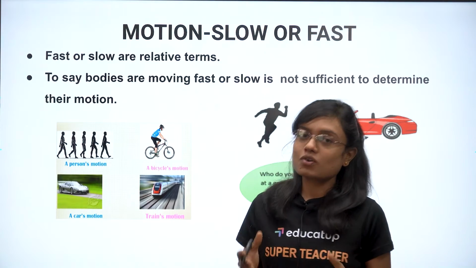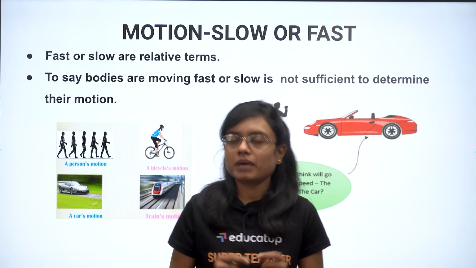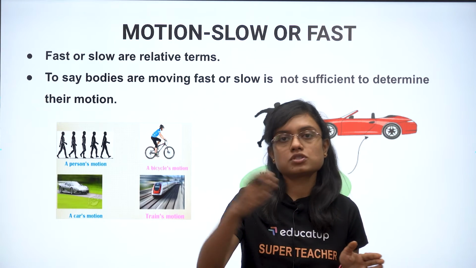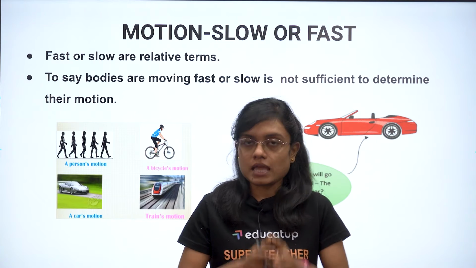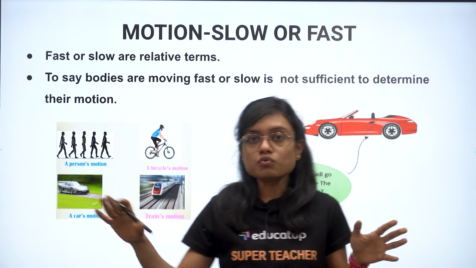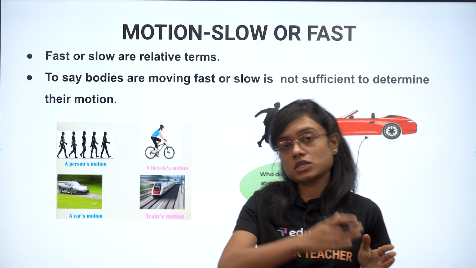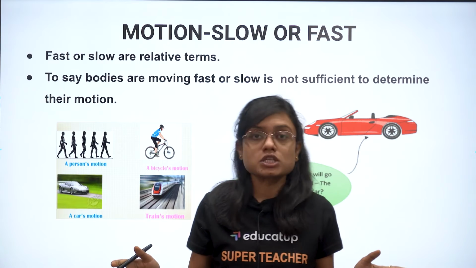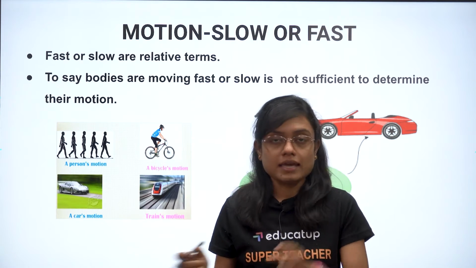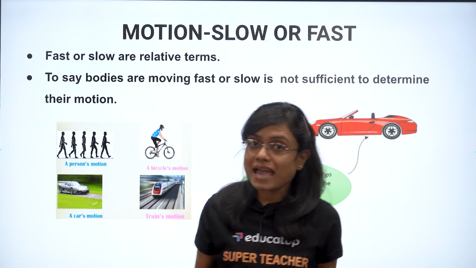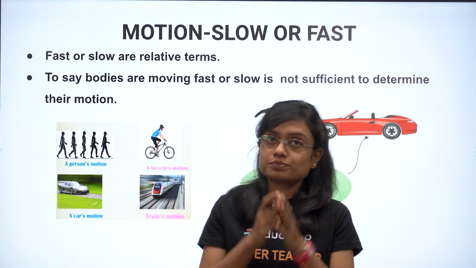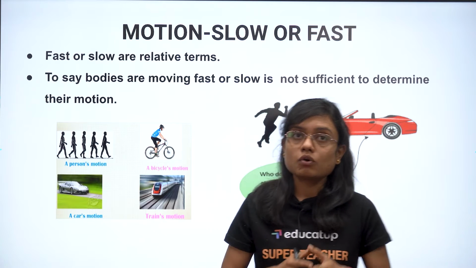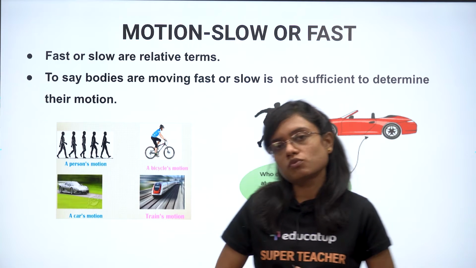Okay, motion, slow or fast. Basically, what do we mean by motion? When a body is changing its position from one point to another, it is in motion. That means any movement from one particular place to another, or from one particular point to another, when a body is moving, then it is in motion. Then what is happening? Motion is happening. Now, motion can be fast also and slow also. These are relative terms.